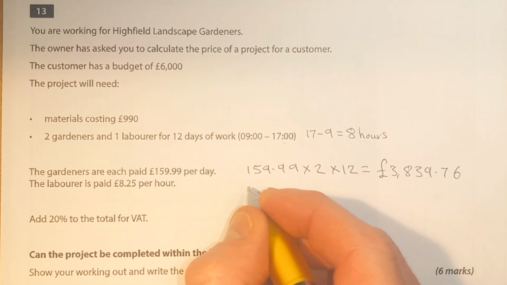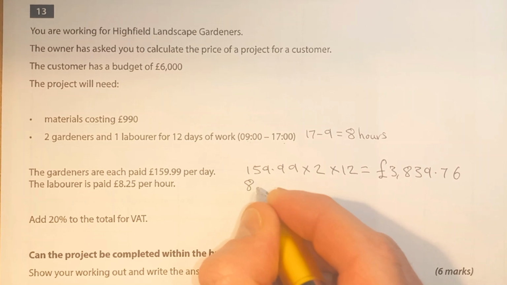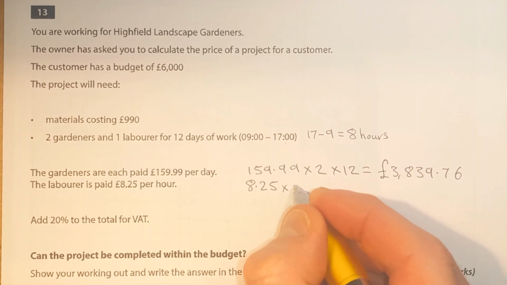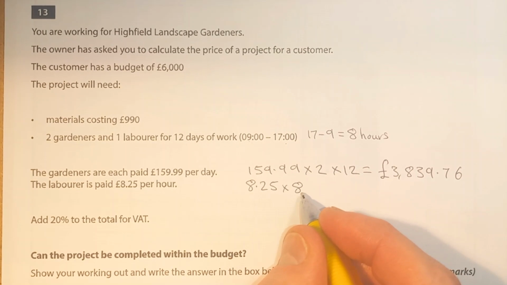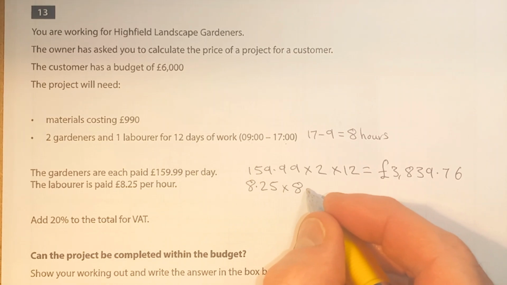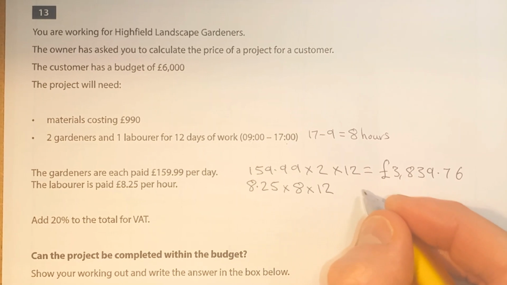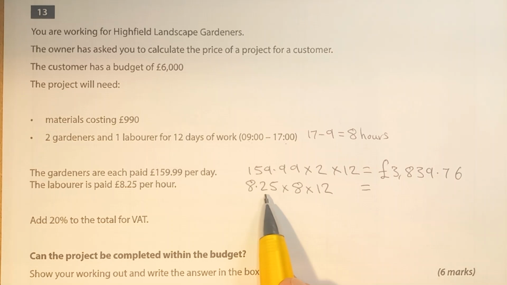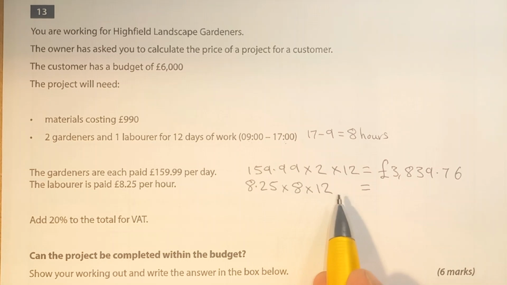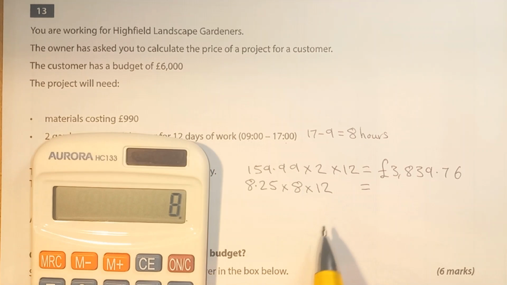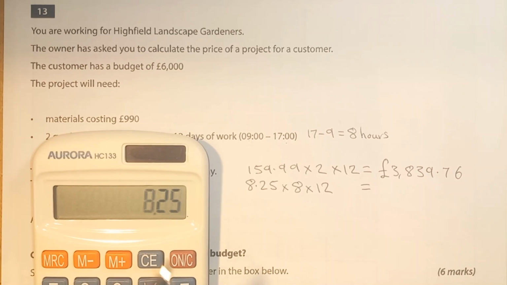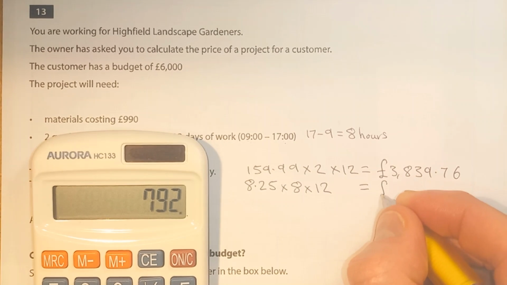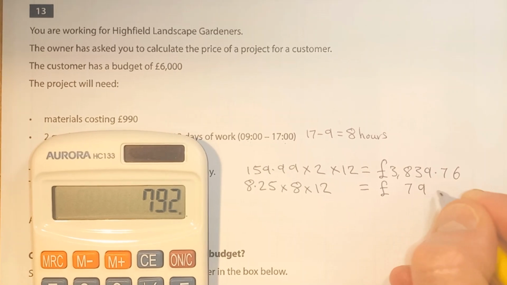So they're getting paid £8.25 per hour. So £8.25 for 8 hours for 1 day. And they're also working 12 days. So times 12. But there's only 1 labourer. So it's just the hourly rate times the number of hours times the number of days. And that gives us £792.